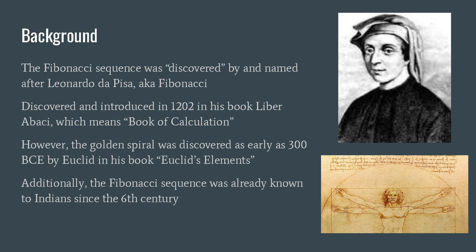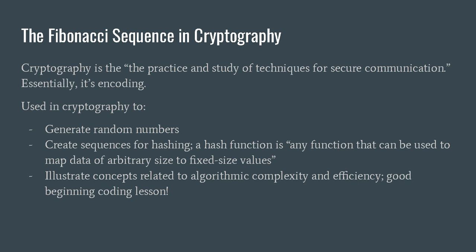However, what's really interesting, and why I'm saying quote-unquote discovered, is that the Fibonacci sequence was already known to the Indians since the 6th century. So this is a common thing, especially with Englishmen quote-unquote discovering things that India and other parts of Asia had discovered literal centuries ago. So this just continues that storied history.